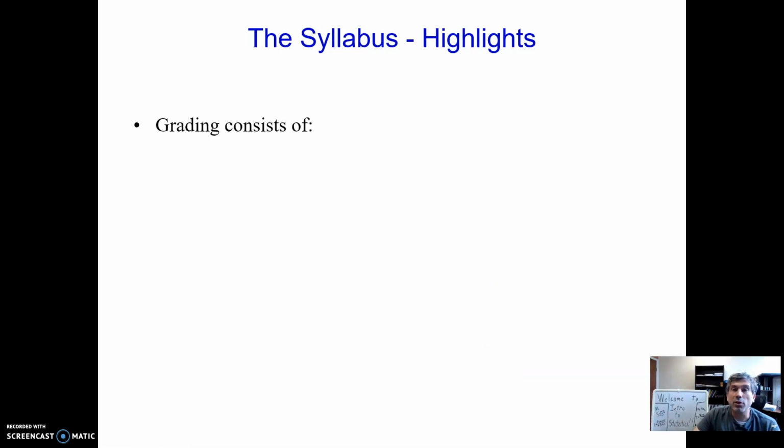So the syllabus also discusses, of course, how we're going to grade things in the course. Grading breaks down into a handful of different categories. First, there are going to be regular homework assignments. They are worth a total of 100 points. Basically, your overall average just gets translated into a number out of 100, and that's how many points you get.